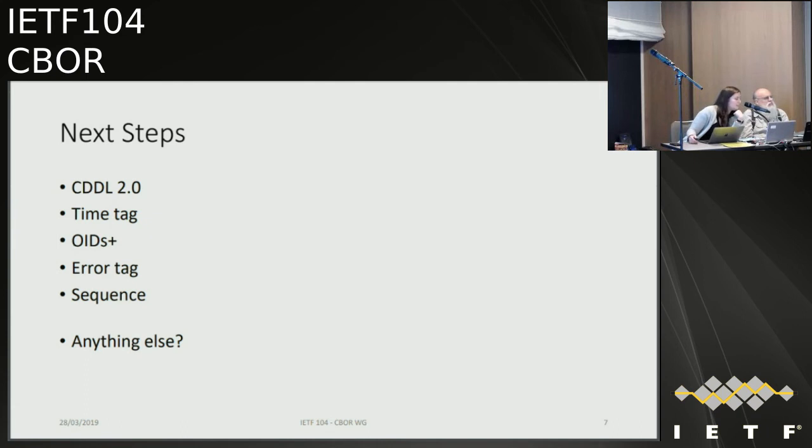And now for next steps. We have listed here some documents that are now on the back burner, and we should be considering them for the rechartering discussion. I just noticed there are 2 new ones. There is this tag for coordinate reference system that was submitted 3 days ago, and then Jim's CMS content types for CBOR as well.